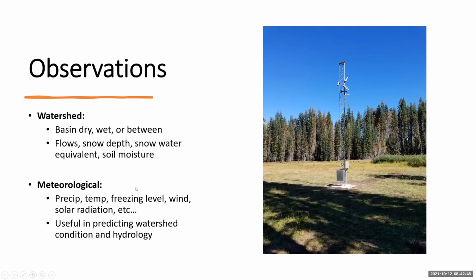And then meteorological data, such as precipitation and temperature, freezing level, and wind, all help in characterizing the event and informing the decision maker how much runoff may be coming into the reservoirs and side flows. And they're also useful in predicting watershed conditions in the hydrology.